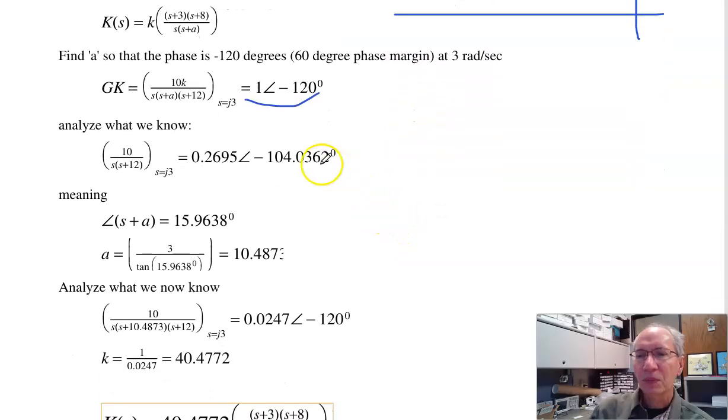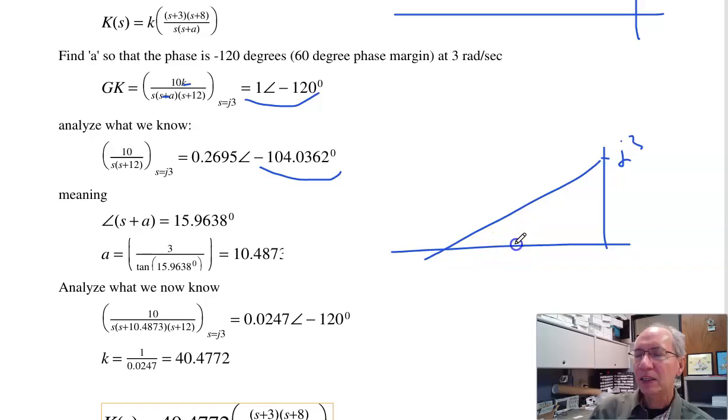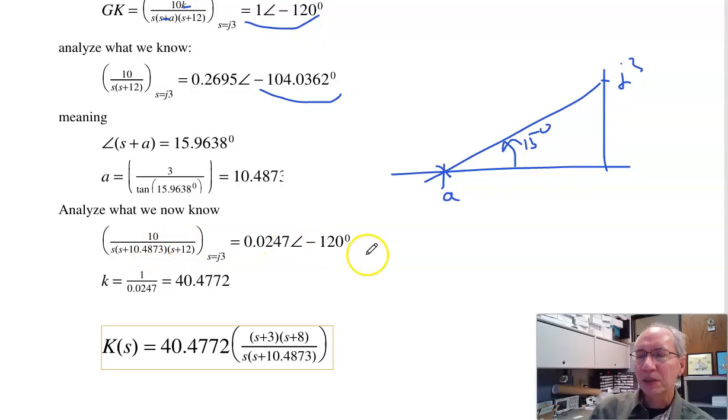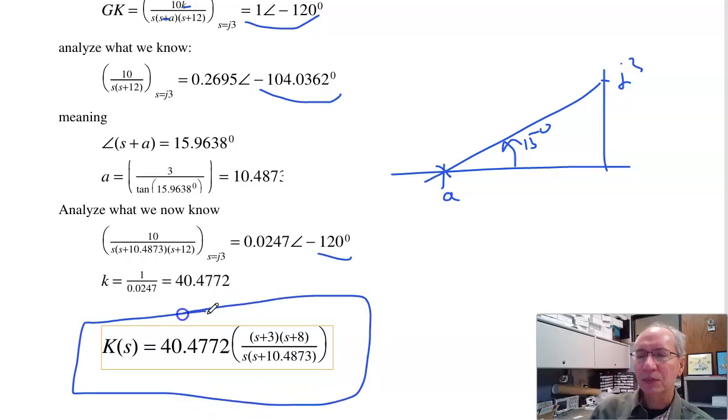add another pole, slide it around till the angles add up. So analyzing everything I know, don't know A, don't know K, analyze everything else. Everything else has a phase shift of minus 104 degrees. I want it to be minus 120, so I'm off by 15.96 degrees. That tells me that A, I'm analyzing at j3, angle of A is 15 degrees. Solve for A. A is 10.4873. Analyzing what I know, the angle's right, gain is wrong, pick K to make the gain 1, and here's K(s). And that is test number 3 for ECE 461.